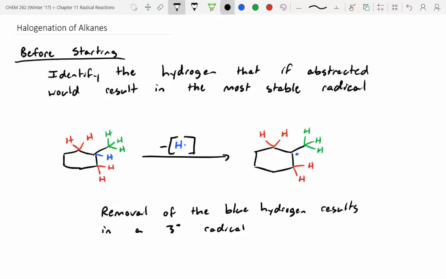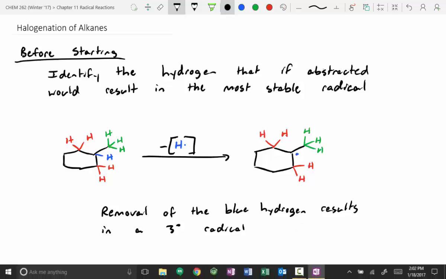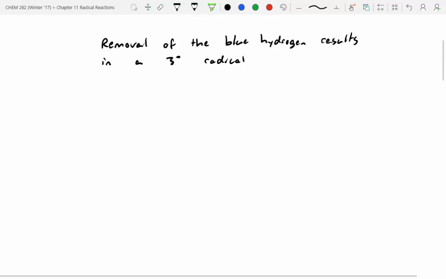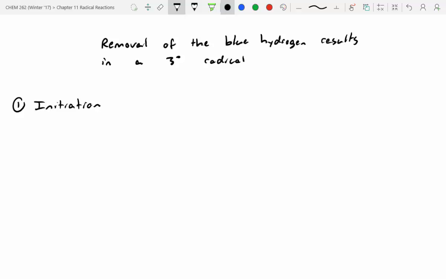So now let's approach this mechanism and let's see how this works now that we've identified the most reactive site. The first step of any radical reaction involves some sort of radical initiation. And with the radical initiation, it's pretty straightforward. You typically have some sort of halogen, like bromine or chlorine, and you're going to react it to some sort of high energy condition in order to homolytically cleave it.